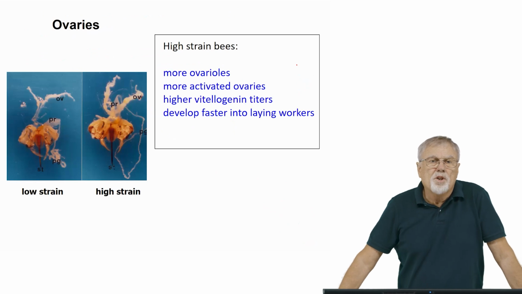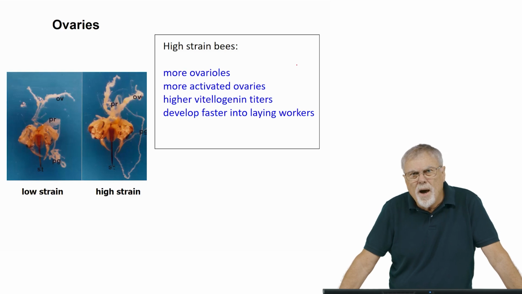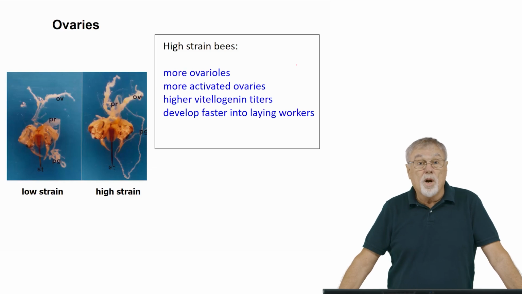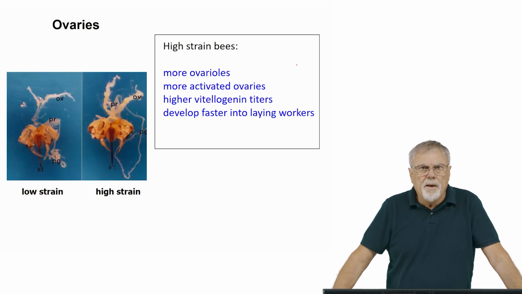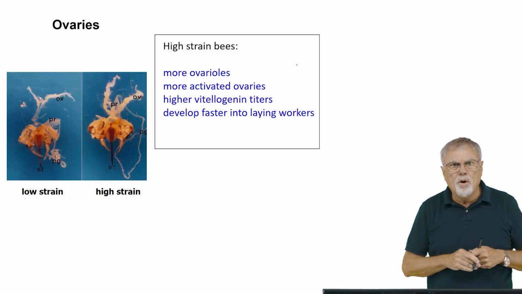I had an undergraduate student working in my lab, and she was doing some dissections of bees. And she came in one day and she said, you know what? The high-strain bees have bigger ovaries than the low-strain bees. And so this was remarkable. We tested it, and we found out that in fact they did have more ovarioles per ovary.